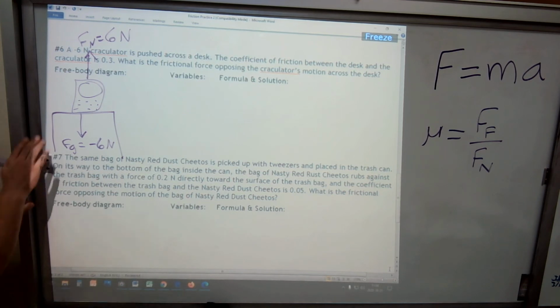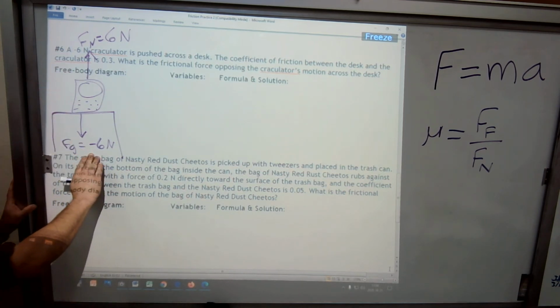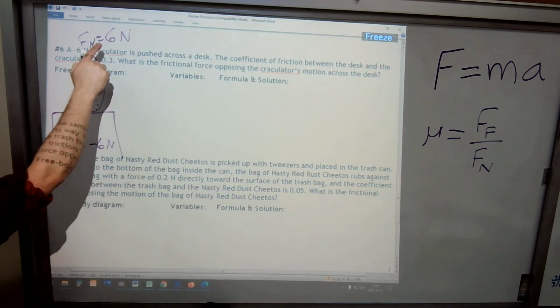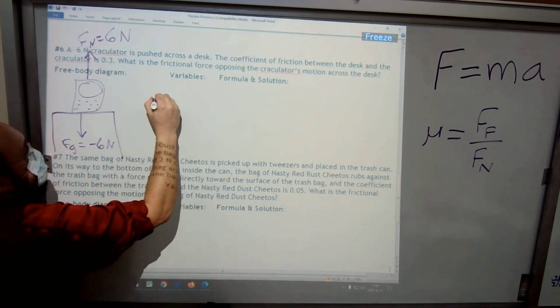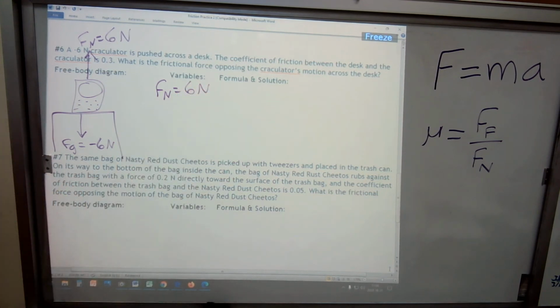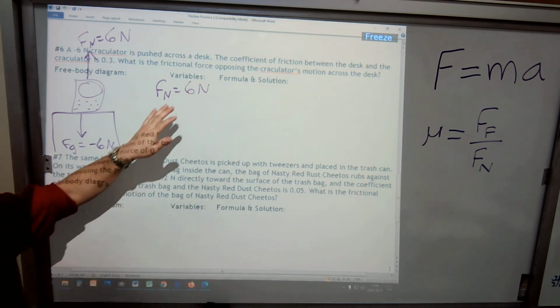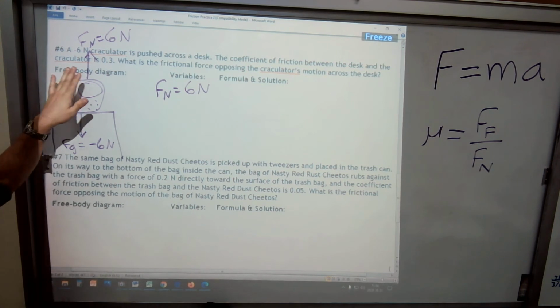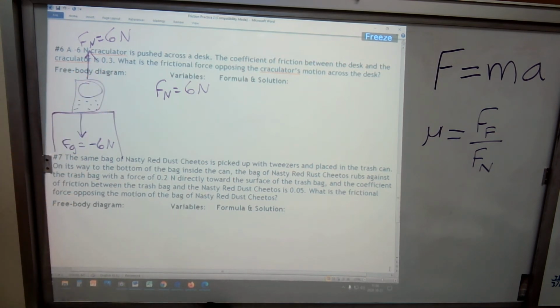So this time, it gave us the weight. And now we have to use the weight and translate it to normal force. So that's going to be one of our variables. Now let's keep reading here and I'll explain what all this new stuff means. It says the coefficient of friction between the desk and the calculator is 0.3.